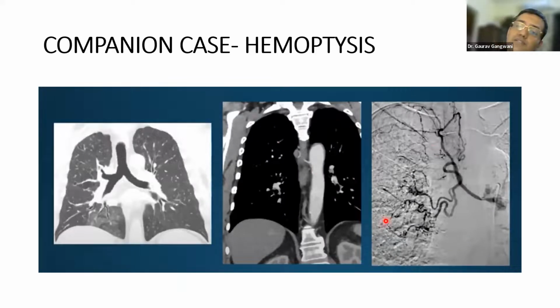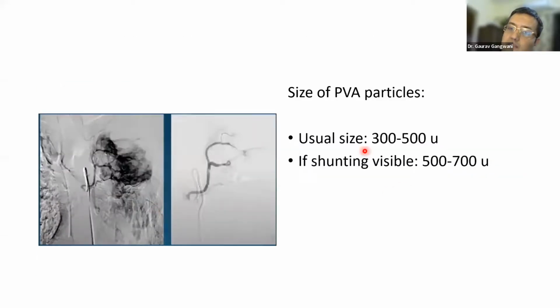Another companion case where PVA is one of the traditional agents of choice: a hemoptysis patient with a very hypertrophied bronchial artery with a lot of blush. And again, you can use standard particles. Standard size is 300 to 500 because you want to occlude them but avoid structures like the artery of Adamkiewicz or shunts. But yes, if you do see frank bronchopulmonary shunting or shunting to any other vessel, then you can even go for larger particles.